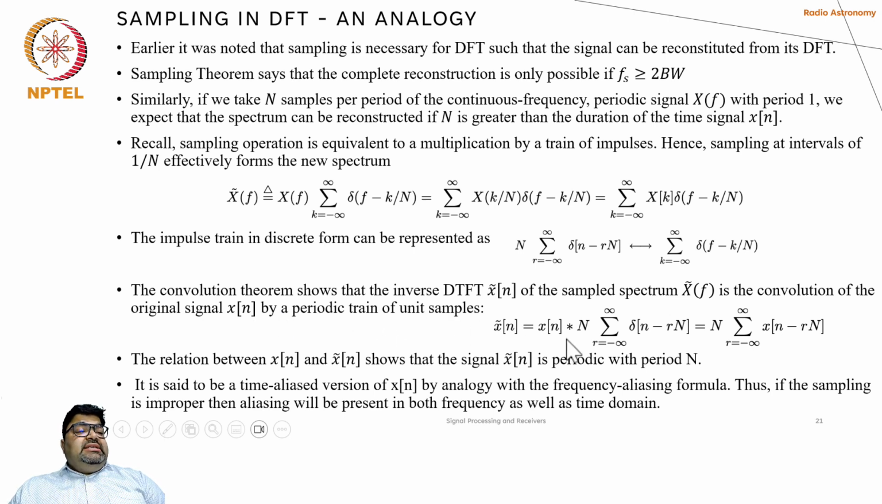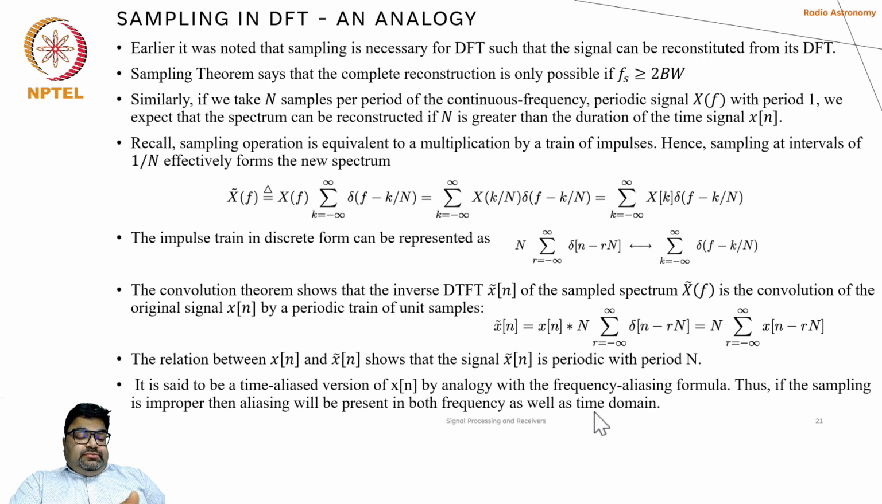So x tilde n is nothing but a convolution of the original signal xn with this impulse train. The relationship between xn and x tilde n shows the signal x tilde n is periodic with period N. It is said to be a time aliased version of xn, by analogy with the frequency aliasing formula. Thus, if the sampling is improper, then aliasing will be present in both frequency as well as time domain.